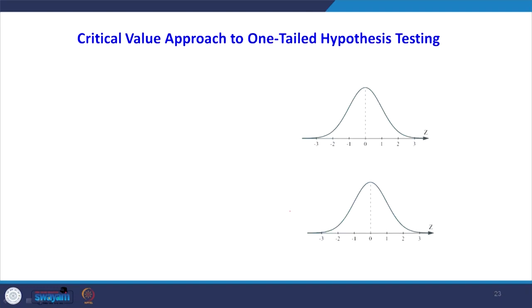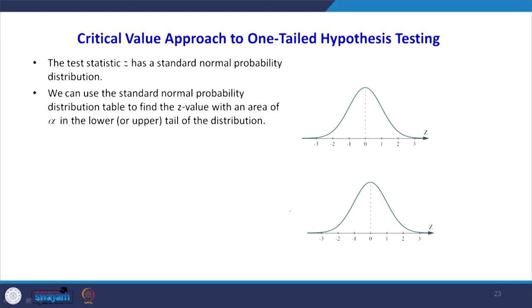Now we will go to another method, the critical value approach for one-tailed hypothesis testing. The test statistic Z has a standard normal probability distribution. We can use the standard normal probability distribution table to find the Z value with an area of alpha in the lower tail or upper tail of the distribution. For example, say the alpha value is 0.05, so this side area is 0.05. With the help of Python, when alpha is 0.05, you can get the Z value.